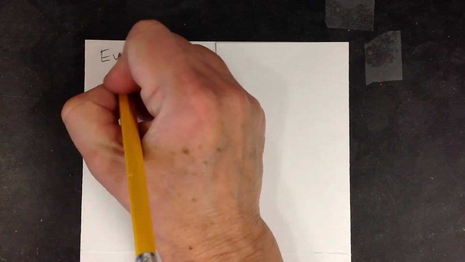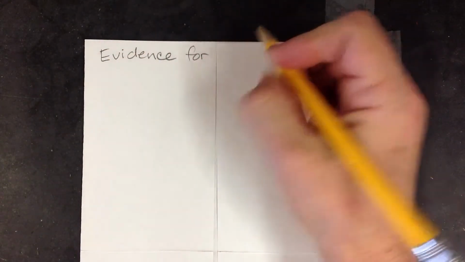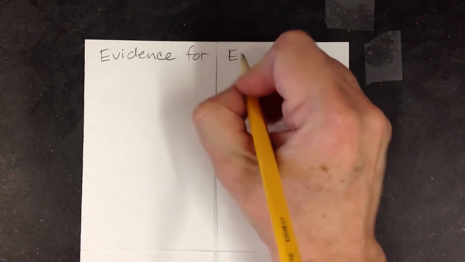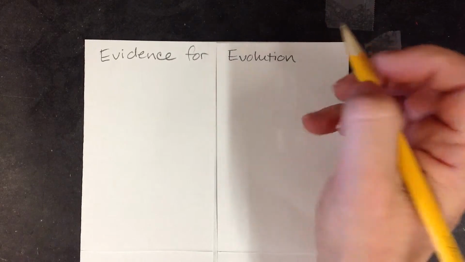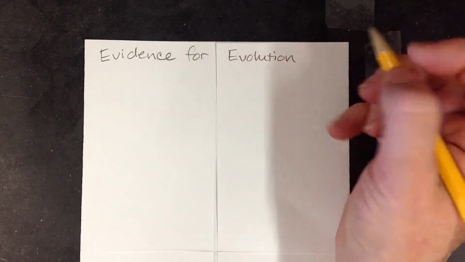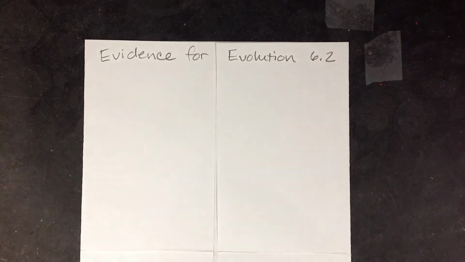So with pencil, the first thing we're going to do is at the top, write down that this foldable is going to help us summarize the 4 pieces of evidence for evolution. How do scientists know that it has happened, that animals and plants have changed through time? And this comes from chapter 6, section 2 in our books.